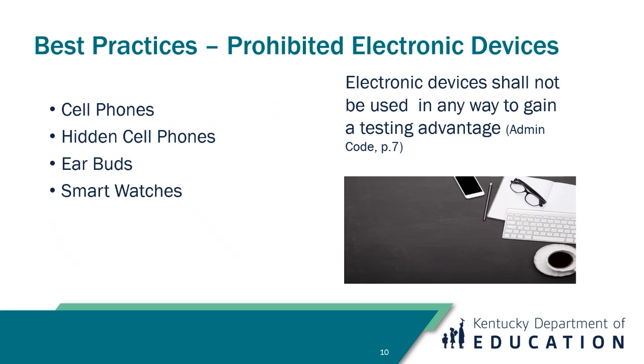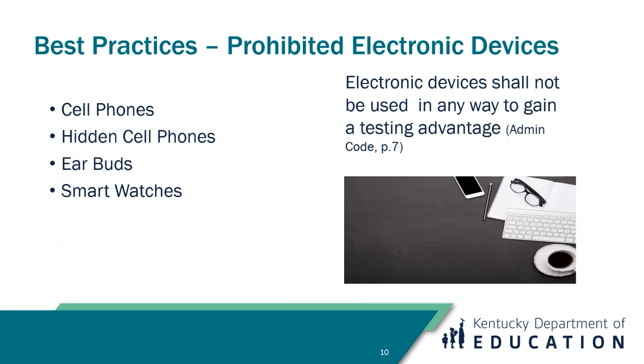Unfortunately, some students have attempted to gain testing advantages by concealing various electronic devices, such as cell phones, burner phones, borrowed phones, earbuds, and smartwatches. The list continually grows as our technology changes and evolves. This prohibited behavior threatens the fairness of the testing process and increases the risk of secure test items being shared on social media platforms, as we have seen in recent news.